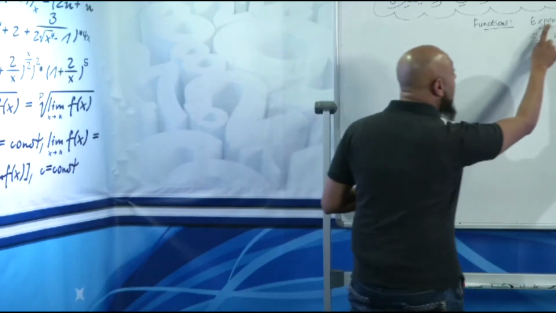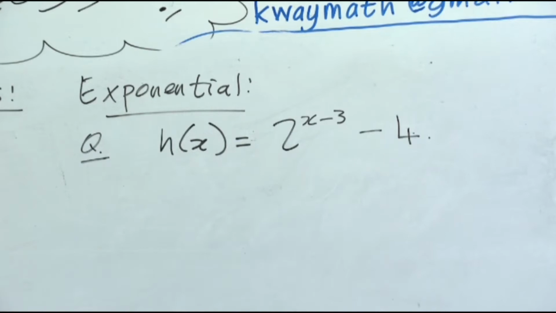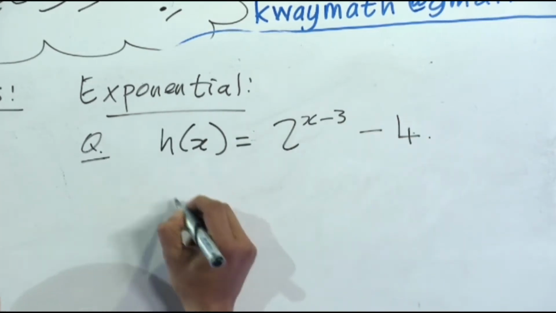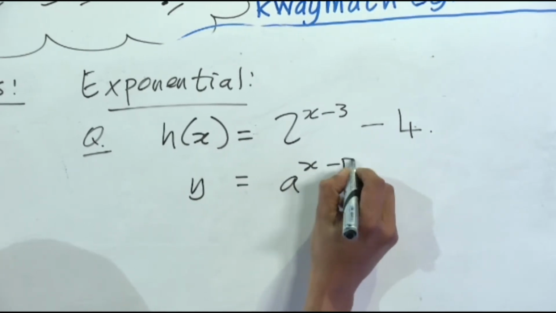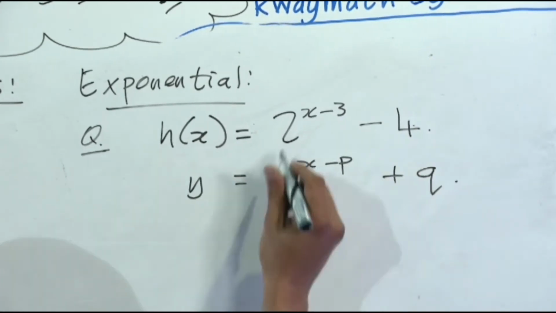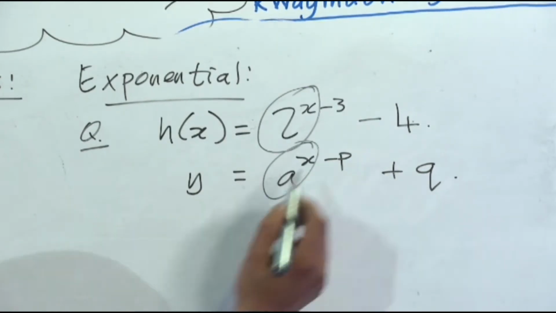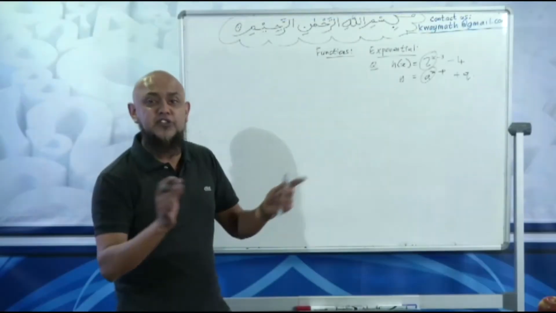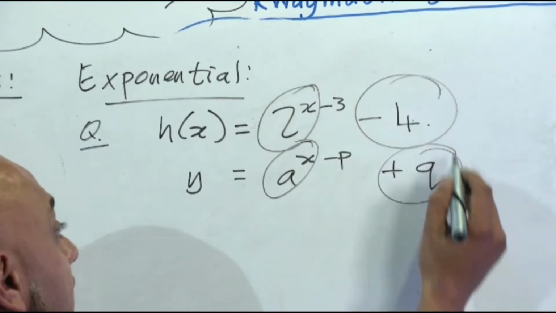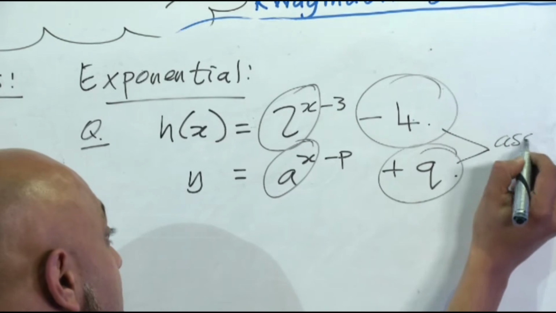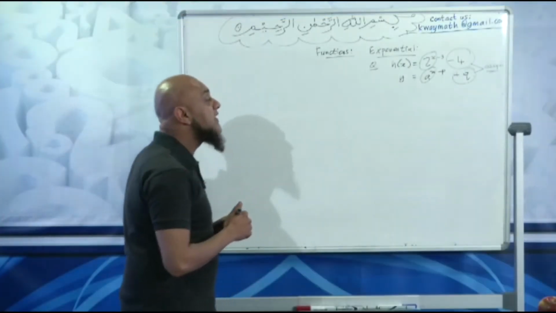So now, we're doing the exponential graph with the shift in asymptotes. The first thing, we know that this is given in the form y equals a to the power x minus p plus q. Your standard graph is a to the x. The minute you have a p and q value, we know that the graph is shifting. And this here, your q value, represents your asymptote. So we know that our q value is equal to minus 4.